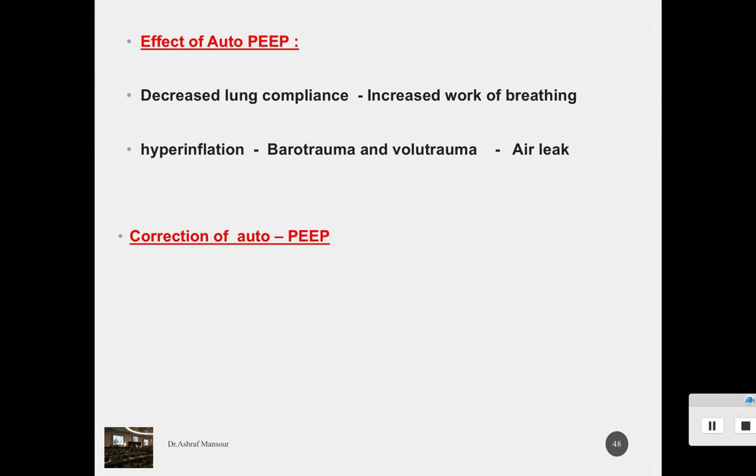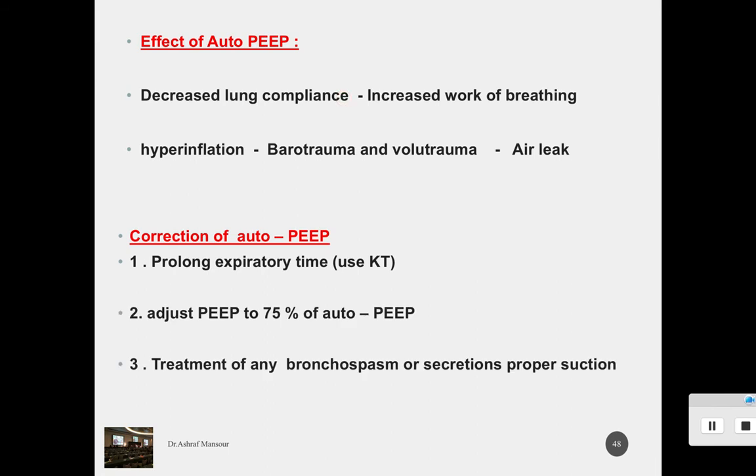To correct the auto-PEEP, you have to look at your inspiratory time and the expiratory time in relation to the rate, and prolong the expiratory time or decrease the rate to give enough expiratory time to reach the zero. And if we cannot, we can adjust the PEEP by decreasing it to 75% of the auto-PEEP measured by some ventilators. And if there is another cause like bronchospasm or secretion, you have to do suctioning.